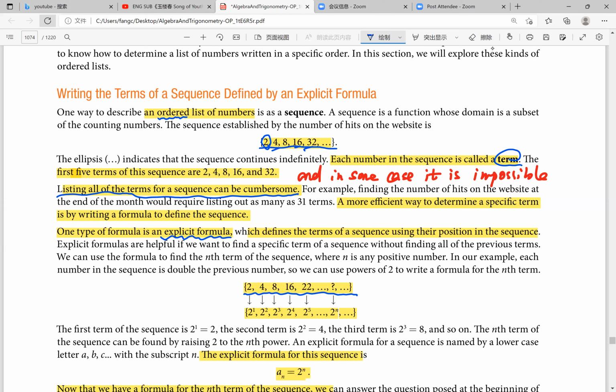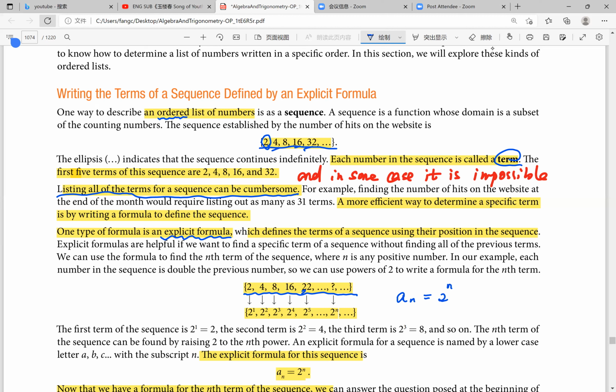Now we need to find the regularity in it, or the order in it. After we observe the sequence, we find 2 equals 2 to the power of 1, 4 is 2 to the power of 2, 8 is 2 to the power of 3, 16 is 2 to the power of 4, and the last one is 32. Sorry, I made a mistake. 2 to the 5th is 32. So now we can define the sequence as a sub n equals 2 to the power of n.